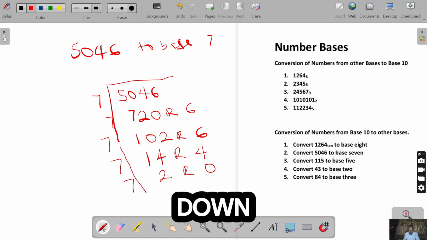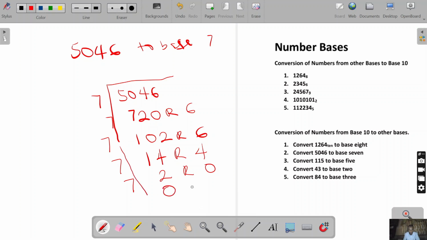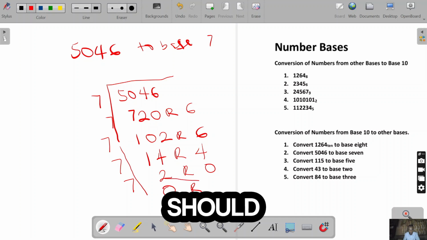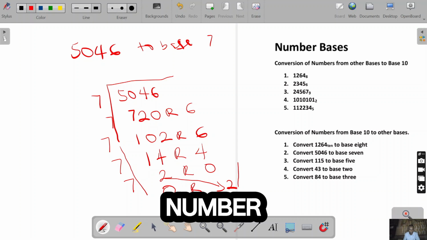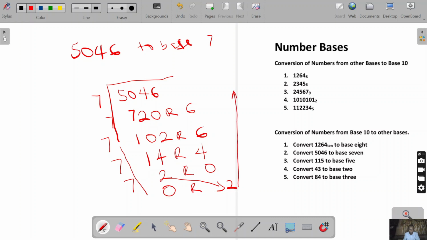And 7 goes in 2. You just draw this down. 7 goes in 2 is 0. Remainder, don't forget, it will remain this number again, 2. Remainder 2. So you read this number from down up. Down up. Read it from down up. So the answer will be 20466.